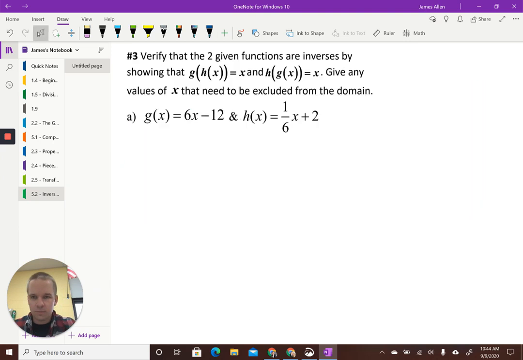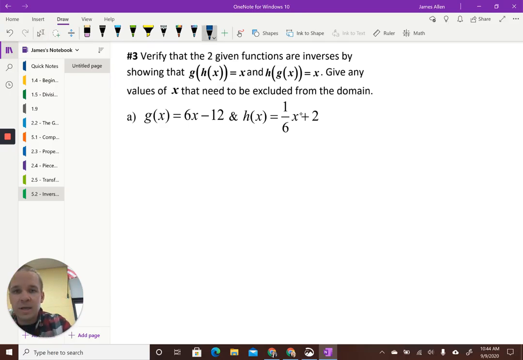The inverse function. So skipped over a couple problems in the guided notes. We're gonna hit this one from the second page though. Verify that the two given functions are inverses by showing that g of h of x equals x and h of g of x equals x. Give any values of x that need to be excluded from the domain. When we're looking at these two functions, they're both linear functions, they're lines. We don't have to restrict anything from the domain. Those are when we have radical functions, rational functions. Those are things where we have to look out for, right?